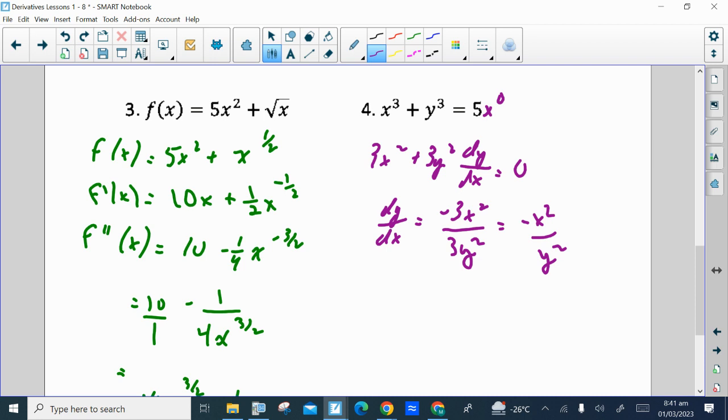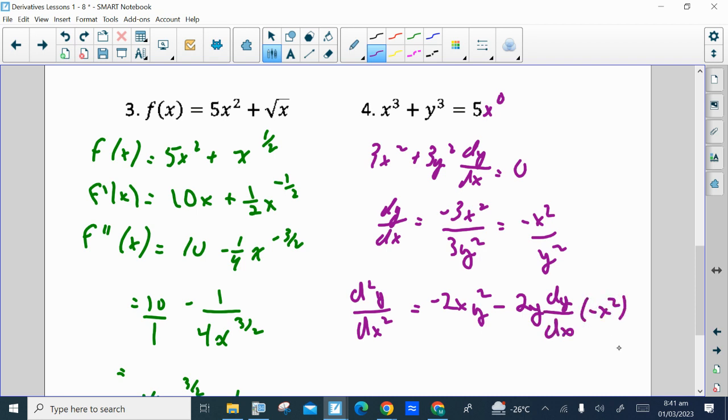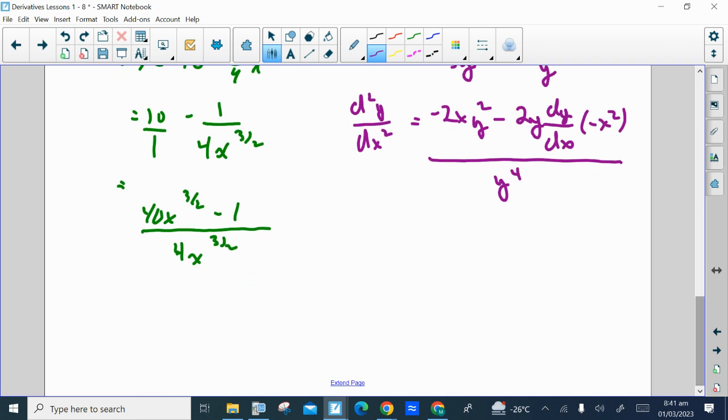But now for the second derivative, d squared y over dx squared, we're going to have to use the quotient law here because you've got negative x squared over y squared. So we'll use the quotient law here. Derivative of the top will be negative 2x times the bottom, which is y squared, minus the derivative of the bottom will be 2y dy by dx times the top, which is negative x squared, all over the bottom squared. So that'll become y to the 4th.